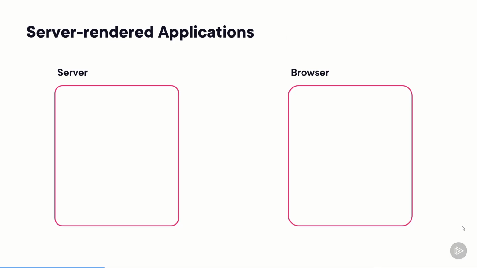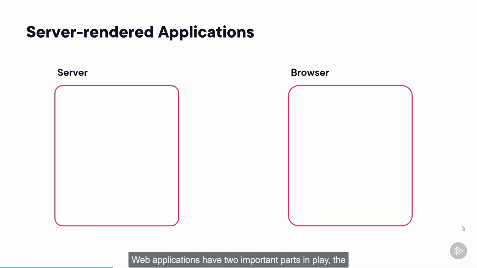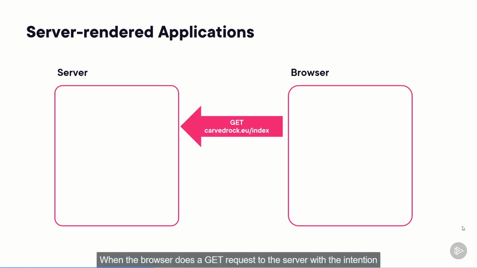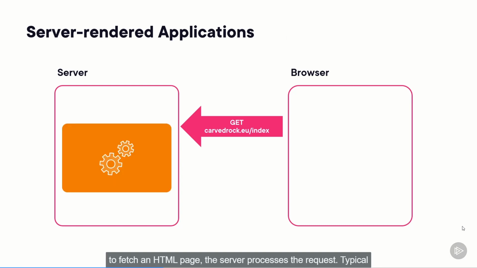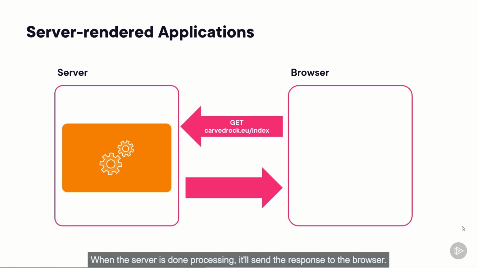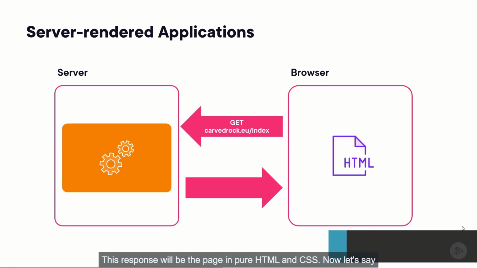Here's an overview. Web applications have two important parts in play, the browser and the server. With server-rendered front ends, the server does all the heavy lifting. When the browser does a GET request to the server with the intention to fetch an HTML page, the server processes the request. Typical processing would involve getting data from the database and rendering that in a web page using Razor. When the server is done processing, it will send the response to the browser. This response will be the page in pure HTML and CSS.